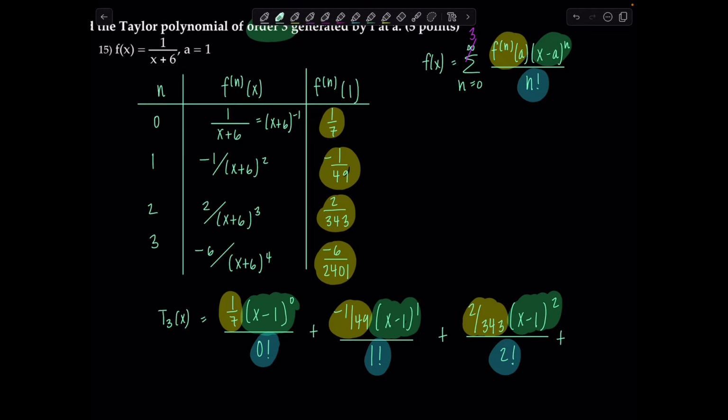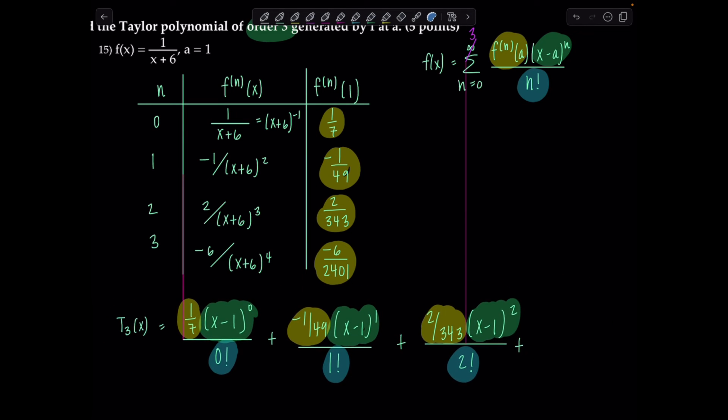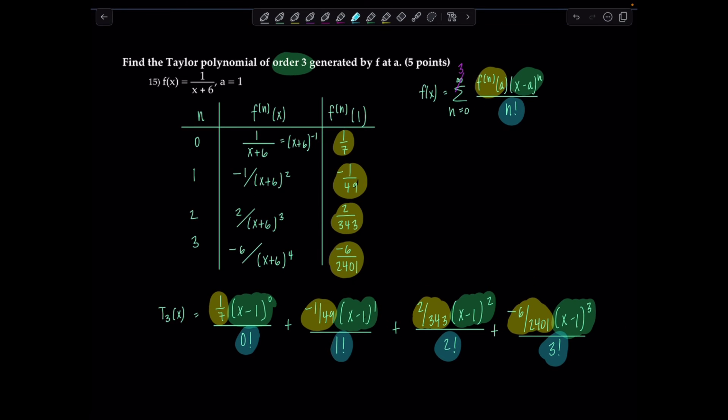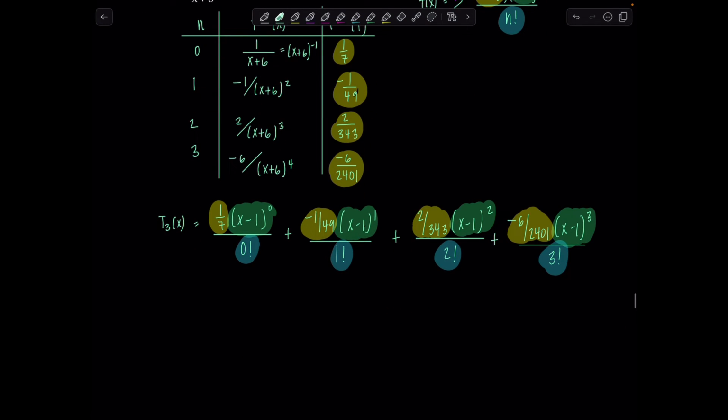Plus, let's scoot all of this. Scoot. Okay, last one. Negative 6 over 2401 times x minus 1 cubed over 3 factorial. 1, 2, 3. Good. Okay, now we just clean up, and don't worry, it's not so bad. I'm not going to highlight anymore.